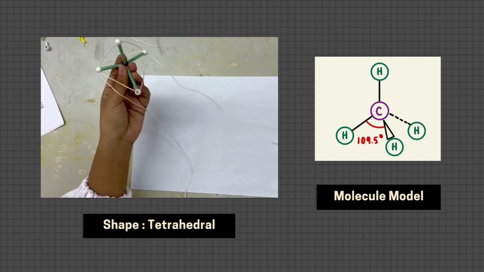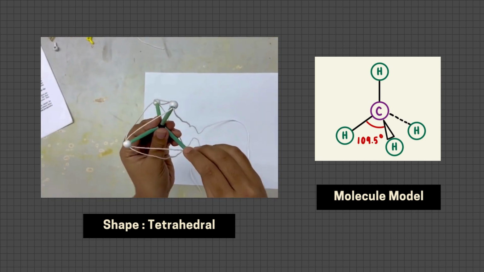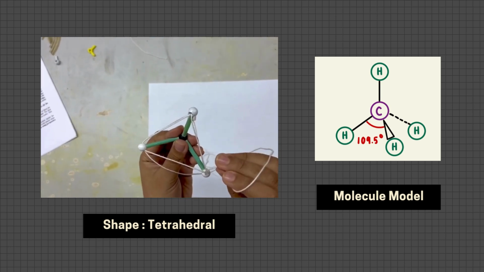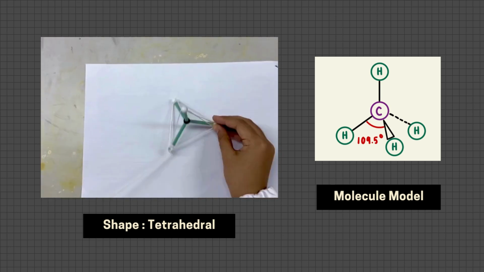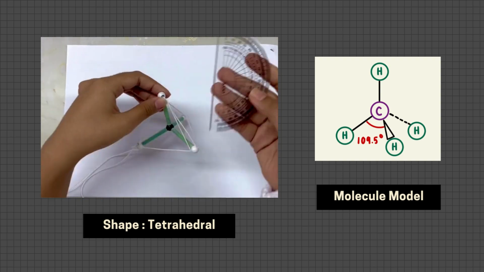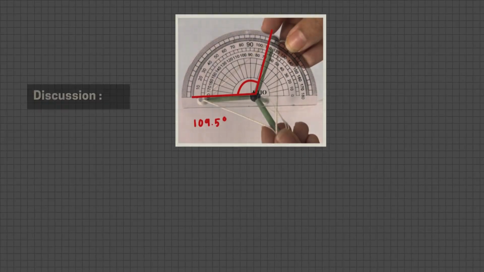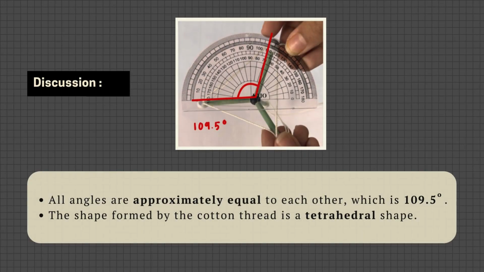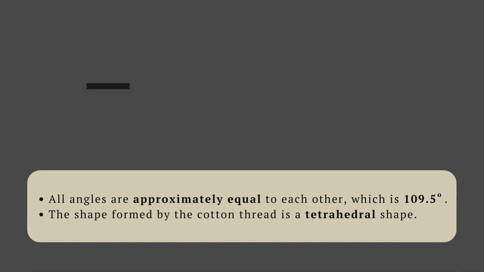So the shape formed by the thread is a tetrahedral, and based on the molecule model, we know that the angle of the molecule is 109.5 degrees. As per discussion, all angles are approximately equal to each other, and the shape formed is a tetrahedral shape.